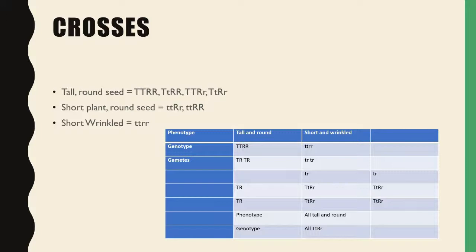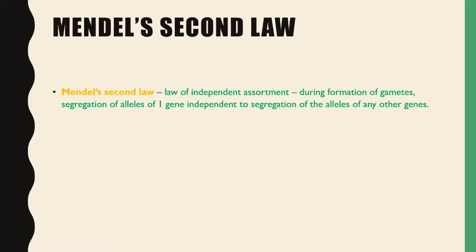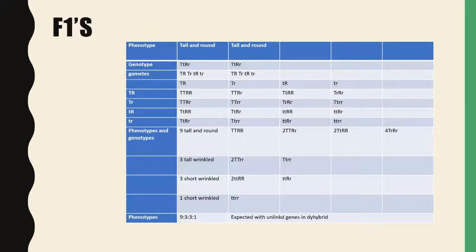So the phenotype will be all tall and round, and the genotype will be all capital T, big R, small r. So this is where Mendel's second law comes into place, and this is the law of independent assortment. This is when, during the formation of gametes, the segregation of alleles of one gene will be independent of the segregation of the alleles of any other genes.